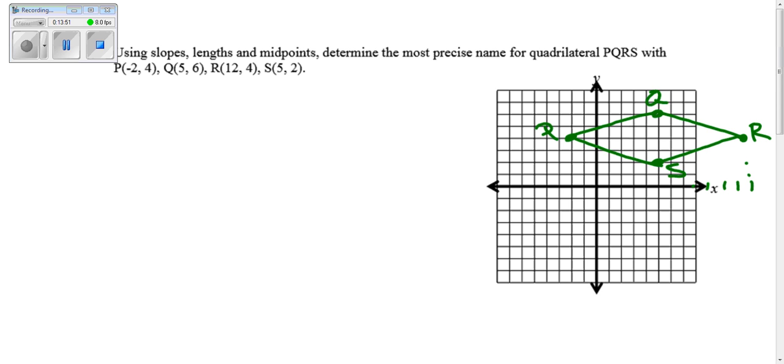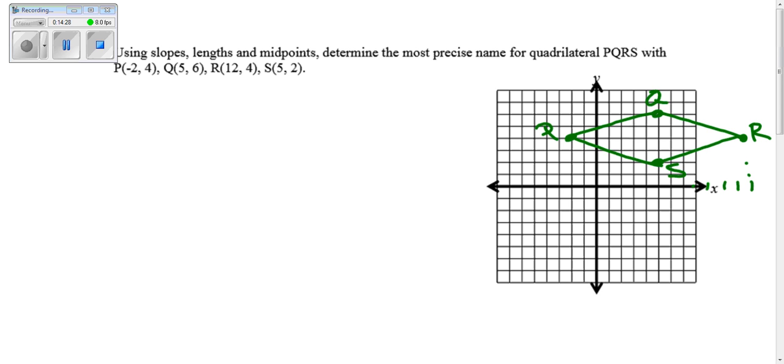So it says using slope, length, and midpoint to determine the most precise name. Let's start with our diagonals, guys, because we can prove a couple things there. We want to prove, first of all, if our diagonals bisect each other. If they don't bisect each other, it is not a parallelogram, so we can stop there. So it's actually going to be quicker than looking at the sides, the lengths, or parallel sides, because if our diagonals do not bisect, meaning we'll use midpoint, do they cross the same midpoint? Okay, we can decide first, is this even a parallelogram?